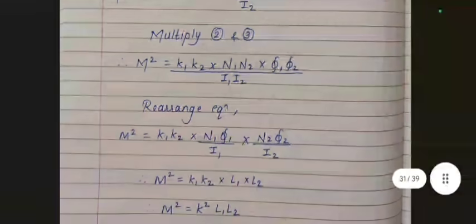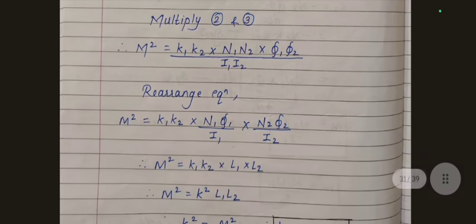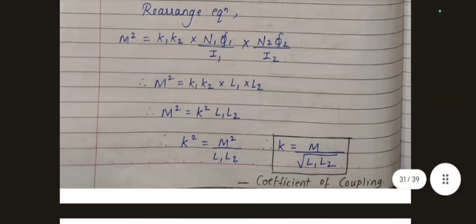Now by rearranging this equation, by keeping K1, K2, that is the constant term, now N1 Phi1 upon I1, that is for coil 1, and coil 2 components you have to keep along with each other. So N1 Phi1 upon I1 into N2 Phi2 upon I2. Now what is this? Remember, N Phi upon I is self inductance. Yes, so it is denoted by L, and just substitute it. So M square will become K1 K2 into L1 into L2. Now as this is a constant, K square we will take, L1 into L2.